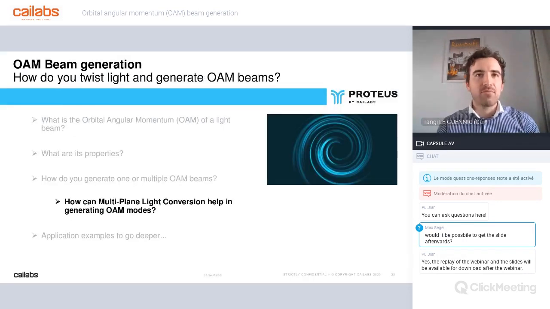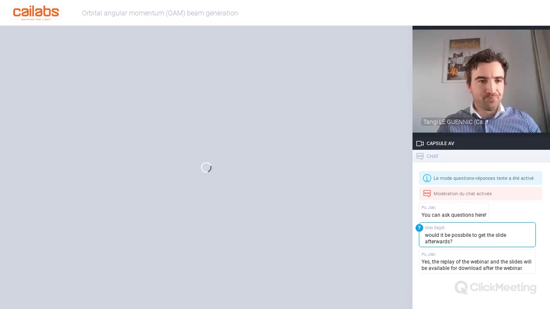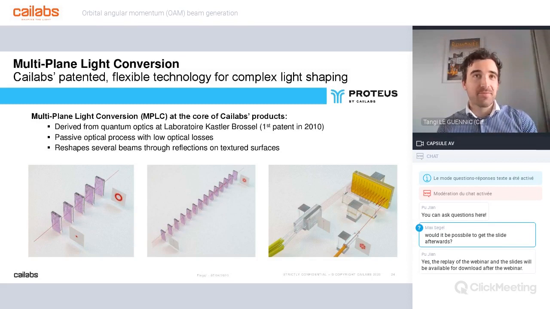So now it's time to explain our solution to generate OAM. Our solution is the MPLC, multiplane light conversion. It's a technology patented by Cailabs in 2010. MPLC is a reflective technology and passive optical process whose principle is derived from quantum optics.